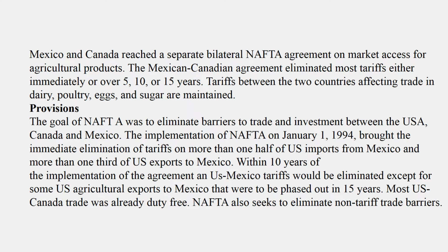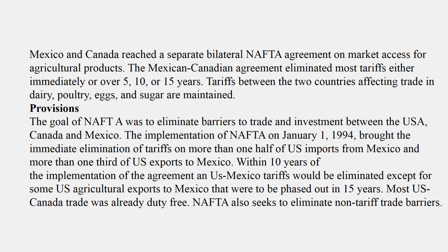Mexico and Canada reached a separate bilateral NAFTA agreement on market access for agricultural products. The Mexican-Canadian agreement eliminated most tariffs either immediately or over 5, 10 or 15 years. Tariffs between the two countries affecting trade in dairy, poultry, eggs and sugar are maintained.